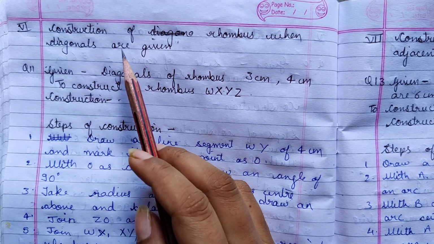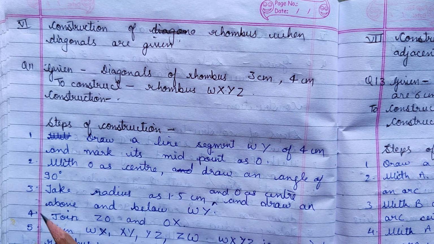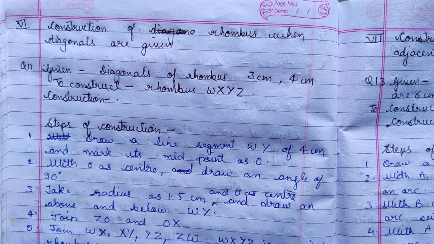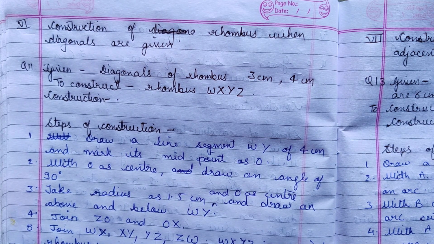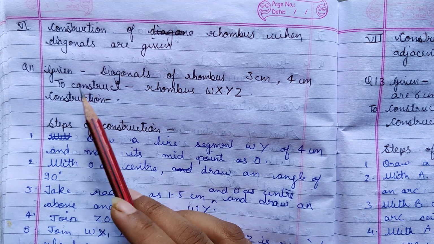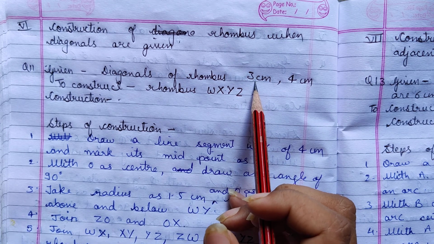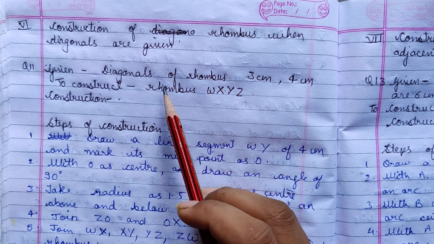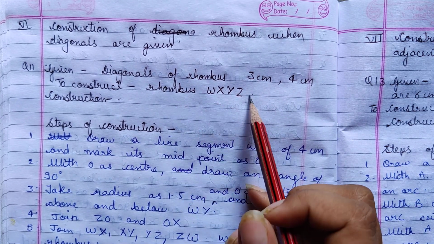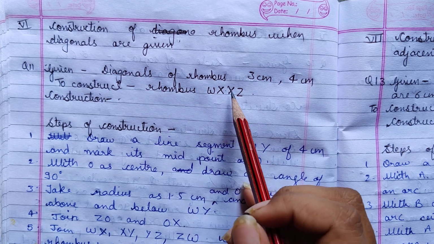Next type is construction of a rhombus when diagonals are given. So again, what is a rhombus? Rhombus is a quadrilateral in which all the sides are equal and the diagonals of the rhombus bisect each other at 90 degree. So the question is question number 11. Diagonals of rhombus are given 3 centimeter and 4 centimeter, and you need to construct the rhombus. Again, I have taken the name on my own, WXYZ.